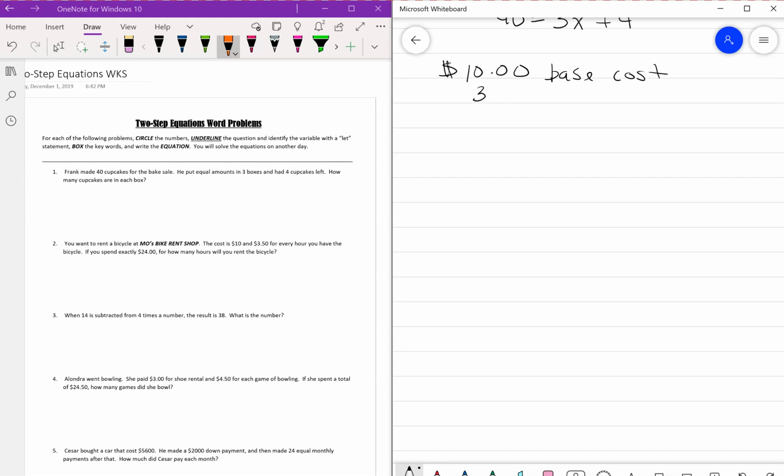And then we have $3.50 for every hour that you have the bicycle. So if I was going to go ride a bike, I'd pay the person $10. And then if I was gone for 2 hours, then I would owe them $3.50 for each hour that I was gone, plus the $10. But if you spend exactly $24, it's like saying I only have $24 to spend.